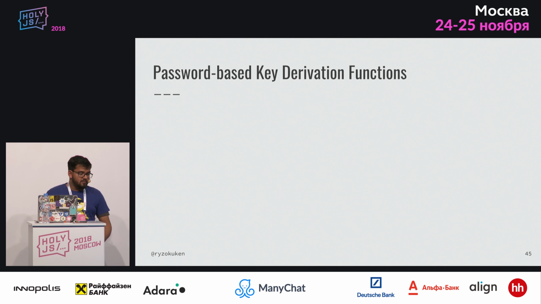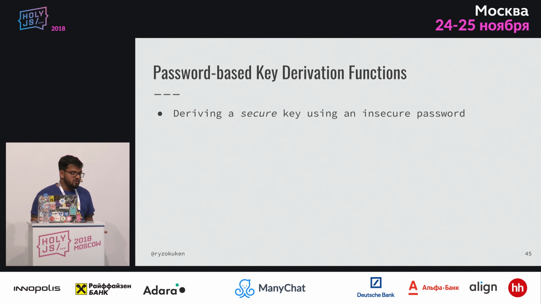So there's password-based key derivation functions. If you noticed, I said something like PBKDF. What do they do? They derive a secure key using an insecure password. A lot of us would have a password like 2123. But that's not a good encryption key. That's an okay password that you can remember, but it should not be used as a key.